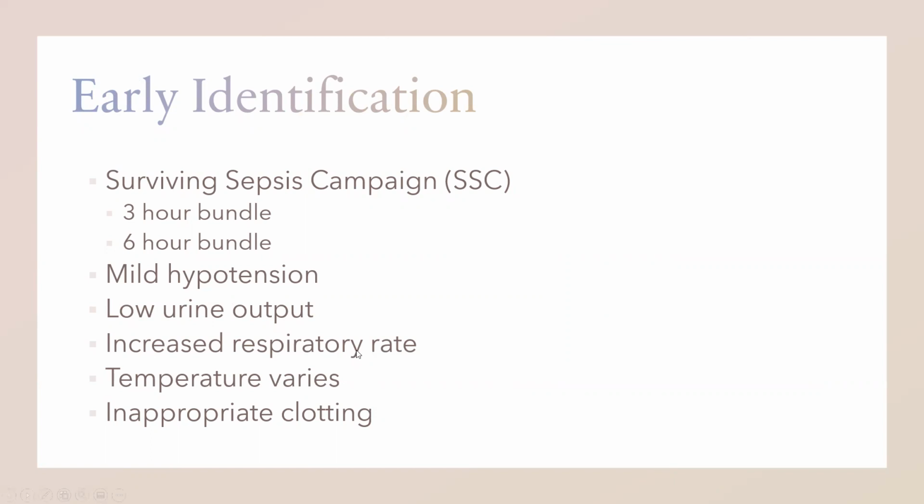They're mildly tachypneic. Their temperature can be varied. They can be cold or warm. Remember, with early sepsis, early on with SIRS or anything else, they are hyperdynamic, because the body's compensating to try and get that cardiac output. So they might be warm and flushed. They might have a stable systolic blood pressure, right? With tachycardia to try and keep that cardiac output up. But that warmth is that vasodilation as well. Systemic inflammatory response. And then inappropriate clotting.